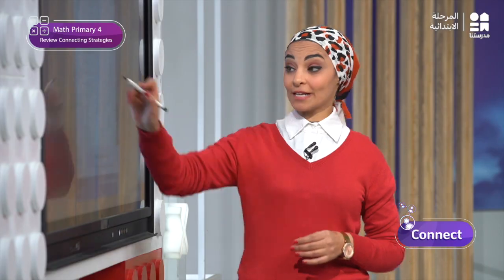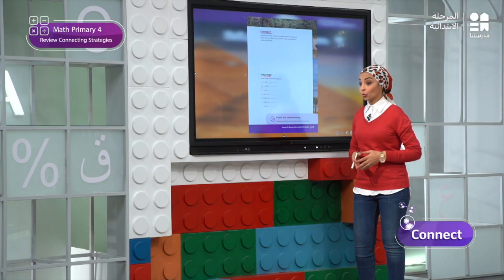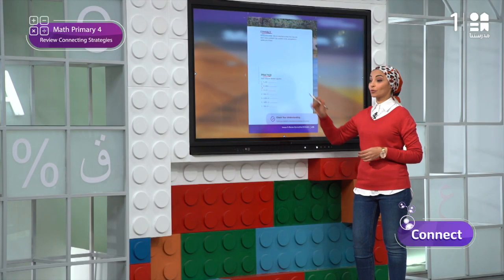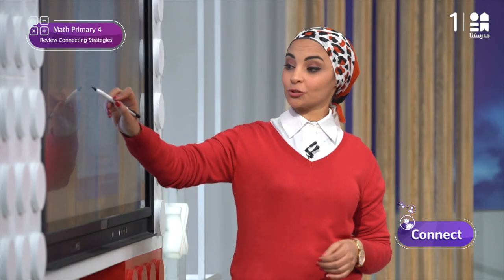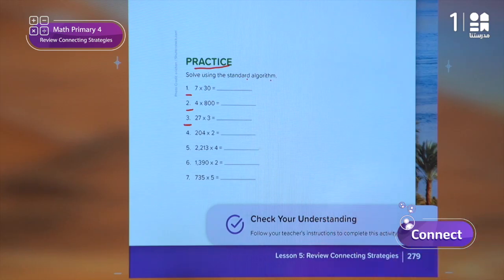And now let's see how we have answered the problems. Okay, now you know problem number one and two are very easy. You can solve them on your own using the standard algorithm. And now let's start to solve problem number three together.